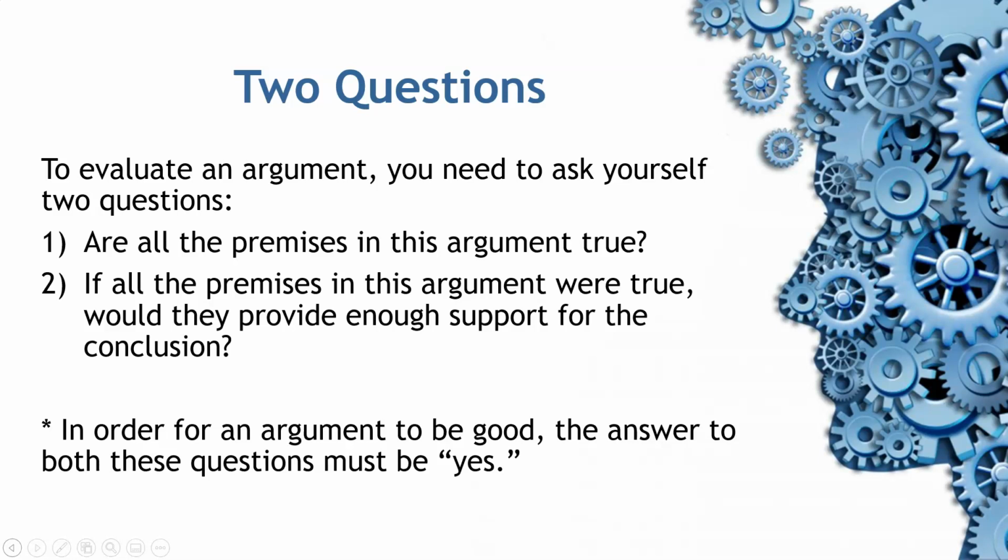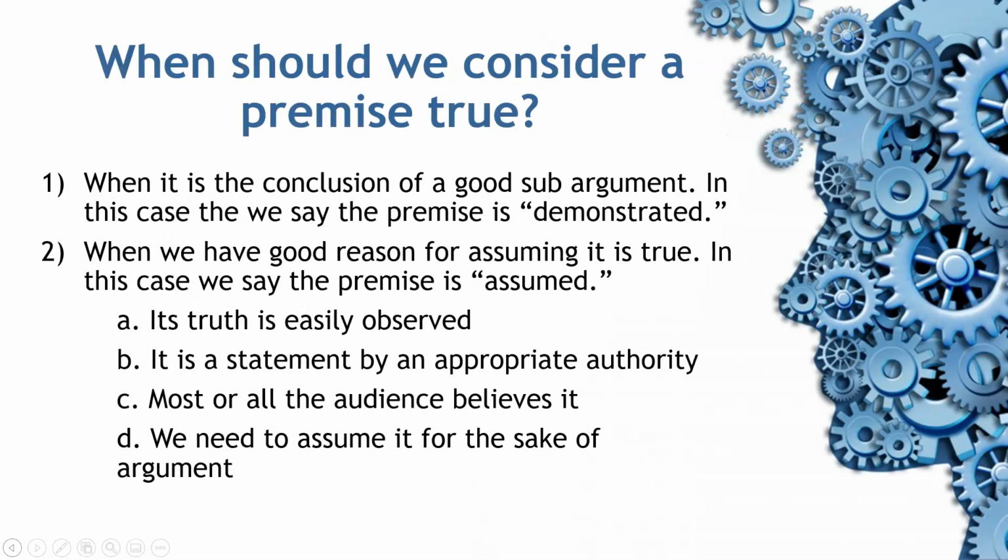So let's delve a little bit more into this first question. When should we consider the premises in an argument true? So when should we consider an individual premise true? When it's the conclusion of a good sub-argument. Sometimes you have sub-arguments that support individual premises in an argument, and if that sub-argument is good, then we'll accept the conclusion, which then becomes a premise of the main argument, so we accept the truth of that premise as a demonstrated premise.